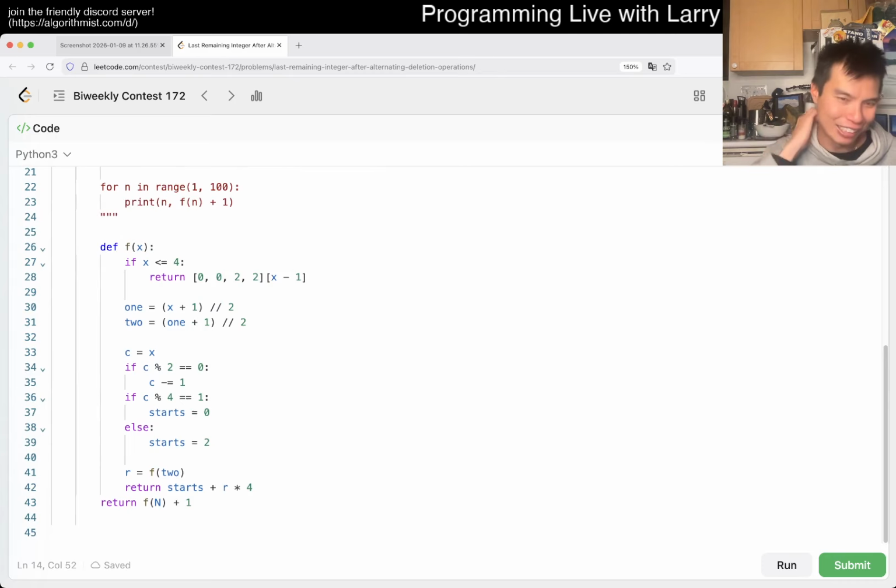Yeah. So what's the complexity here, right? Well, it's going to be just log n, which is linear in the number of bits, which is linear in the input size. And that's it. That's all I have for this one. Let me know what you think.